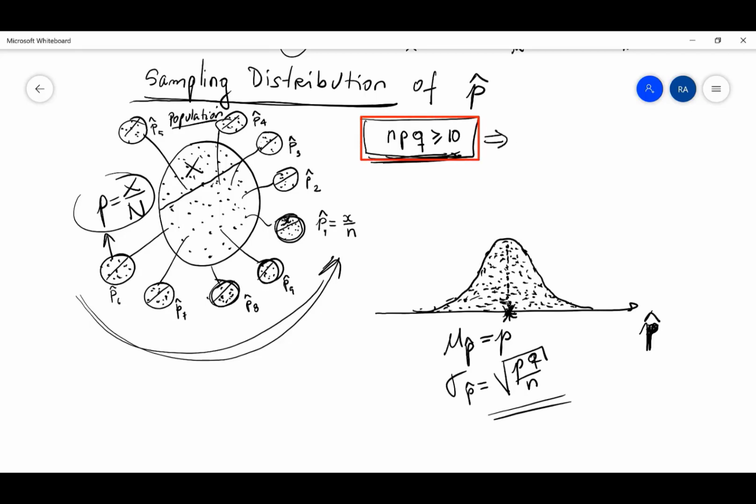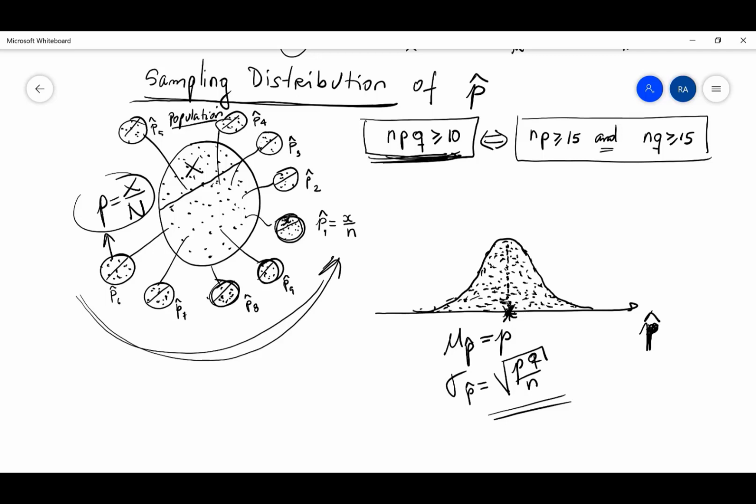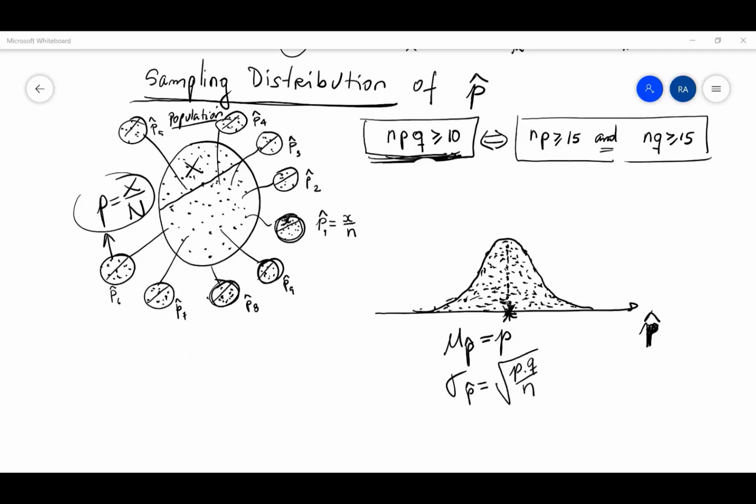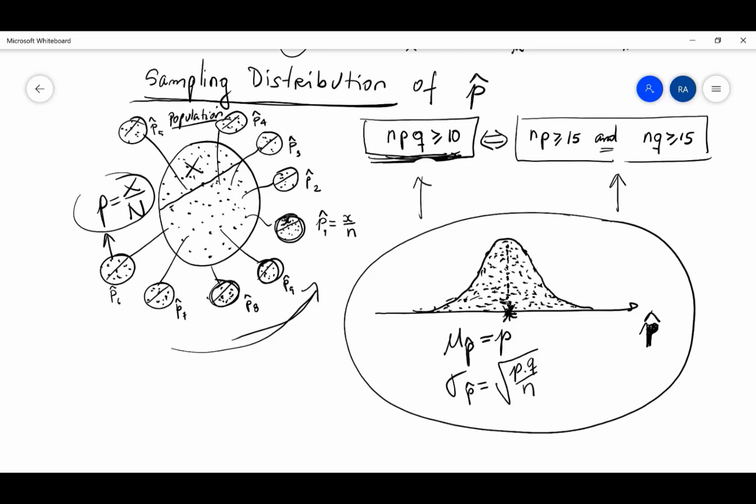This condition could be written in this way: np is bigger or equal than 15 and nq bigger or equal than 15. But I prefer to use one inequality rather than two inequalities to verify if my sample size is big enough. Remember, if my sample size is big enough, the sampling distribution of all sample proportions follows this mathematical model: a normal distribution, the center of the distribution is the true parameter, and the standard deviation is given by this formula. Let's do this simulation in StatCrunch.